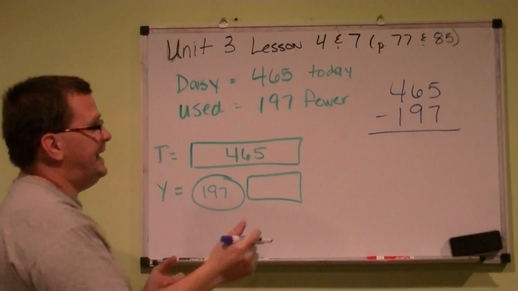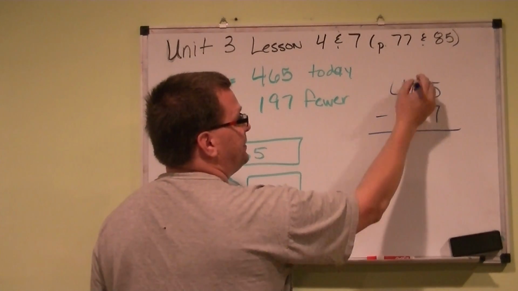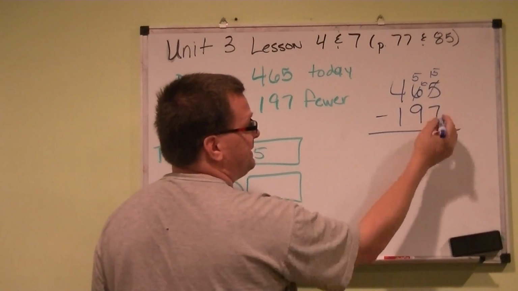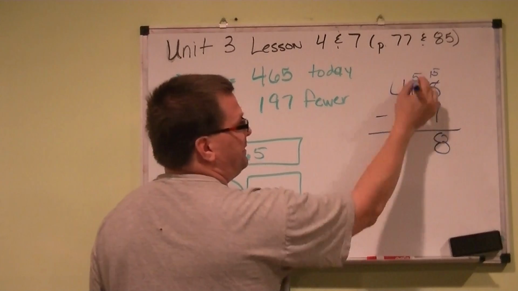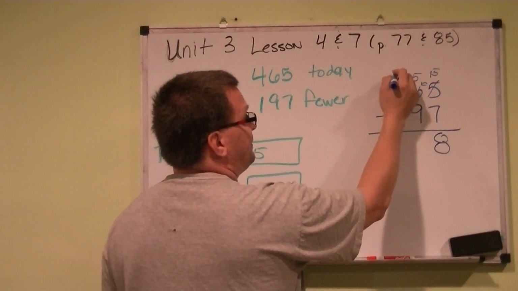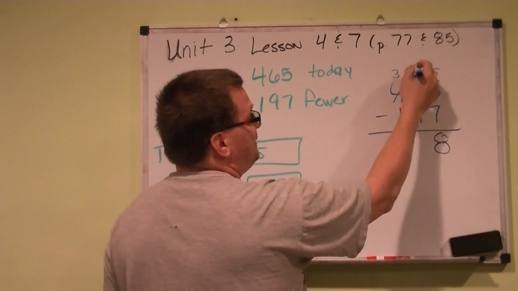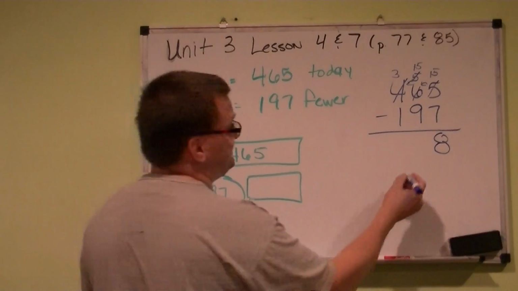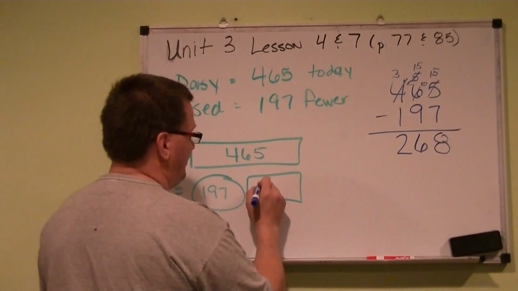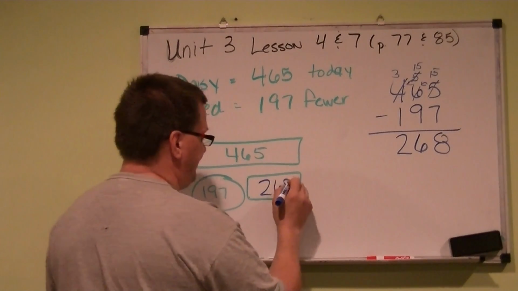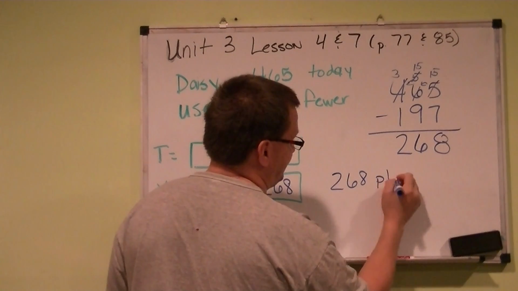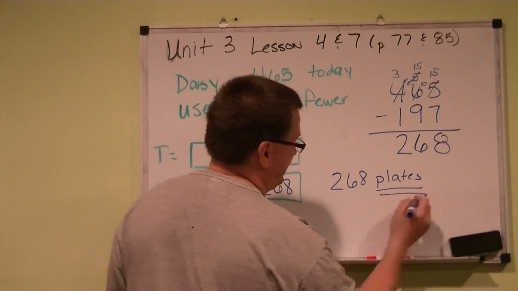5 minus 7 can't happen, so we're going to borrow from the 6. Cross that out, make it a 5. Turn that into 15. 15 minus 7 is 8. 5 minus 9 cannot happen, so we have to go to the hundreds. Borrow, put a 3, change that to 15. 15 minus 9 is a 6. And then 3 minus 1 is 2. So our box is 268. And you should say 268 plates. Don't forget the label.